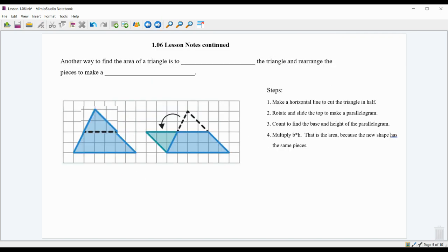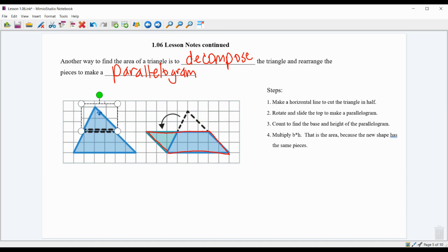Okay, next. This I call the decompose method. You could take the triangle and decompose it and rearrange the pieces to make a parallelogram. I mean, you can make other shapes, but this one makes a parallelogram. So I want you to see, here's the parallelogram. And here's what we did. We cut the triangle in half across the horizontal line, and then you flip it around and you can see that it will match up to this side.